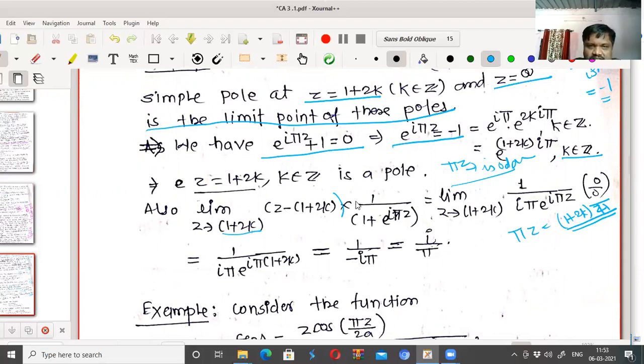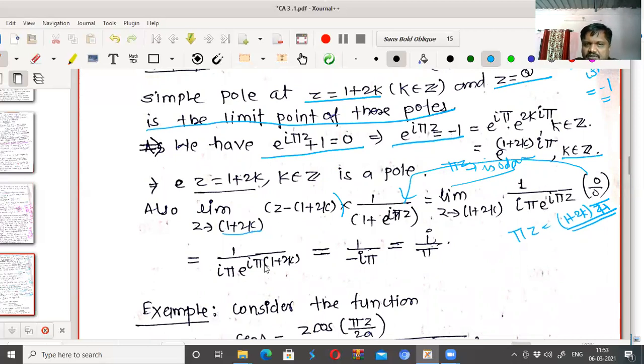We know that for a 0 by 0 form we use L'Hospital's rule. The derivative of the numerator with respect to z is 1, and the derivative of the denominator with respect to z is i pi into e to the power i pi z. This is why we have taken it, because the form is 0 by 0. Now take z tends to 1 plus 2k. So now the denominator is not 0.